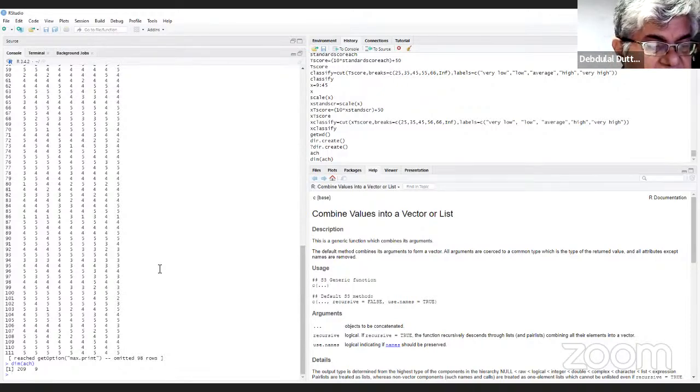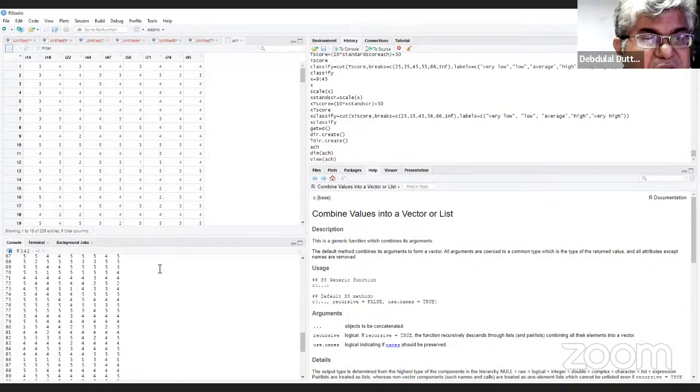And if I want to know what the data is, then I can write View(H). So here you can see it is just like an Excel sheet. We have imported this data from Excel into R.